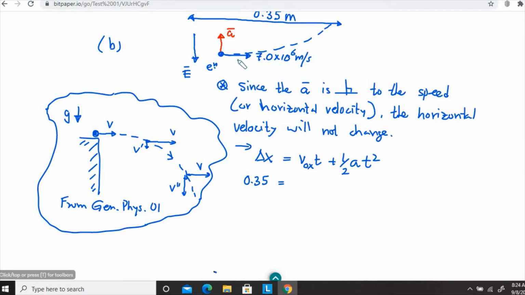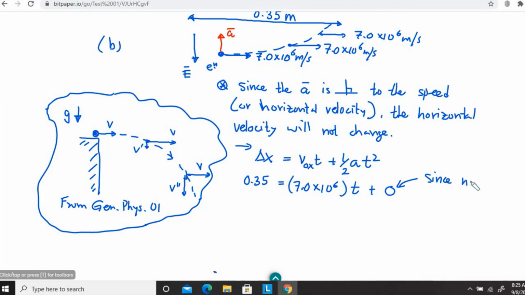V initial in the x direction is the 7 times 10 to the power 6, because that's not going to change. That will be the same value at all points. 7.0 times 10 to the power 6 meters per second over here. Over here it will be the same value. The horizontal component does not change. Only the vertical component increases because there's an acceleration in that direction. That's the reason. Okay. So then we have 7.0 times 10 to the power 6, and we want to find the time. This part is 0 because the acceleration in the horizontal direction is 0. That's why.